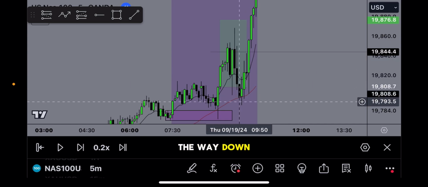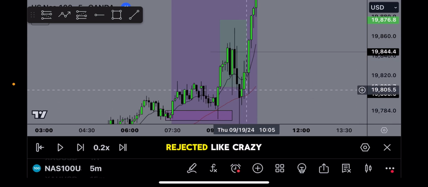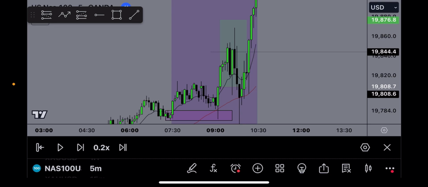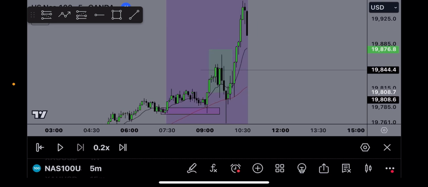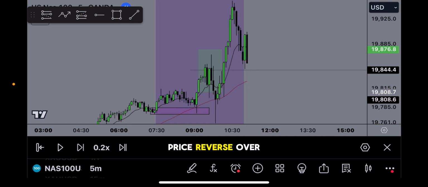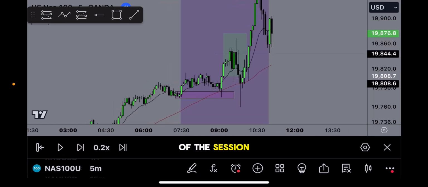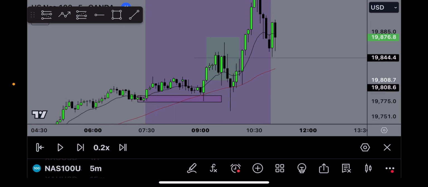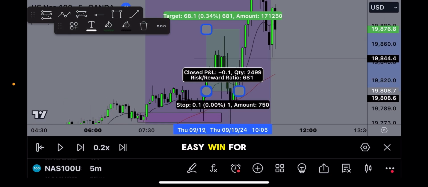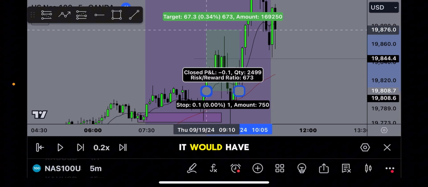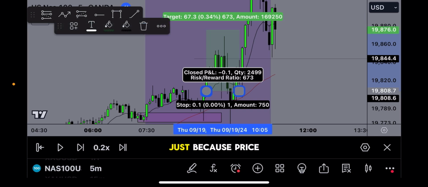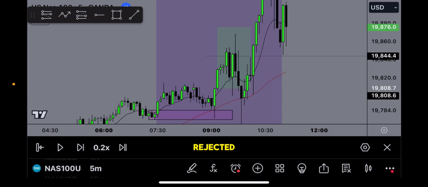Price came all the way down, grabbed liquidity and rejected like crazy, and then guess what? Boom. It continued going up just like we predicted. Right, and the price reversed over here at the end of the session. Not bad. But this would have been an easy win for a 1-to-1. And for the 2-to-1, it would have been a little bit of a harder win just because price rejected and it didn't hit. Oh well, it happens.